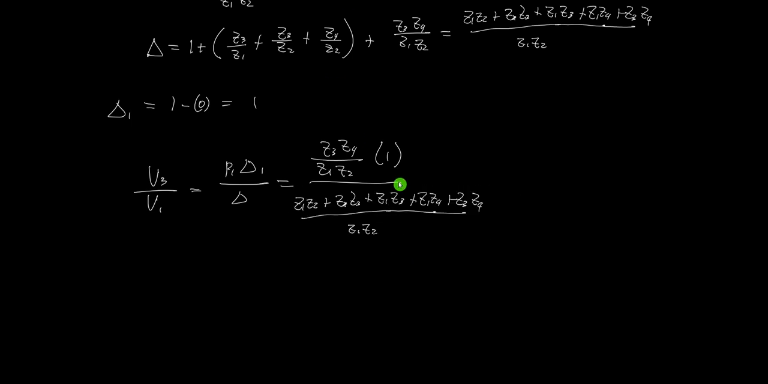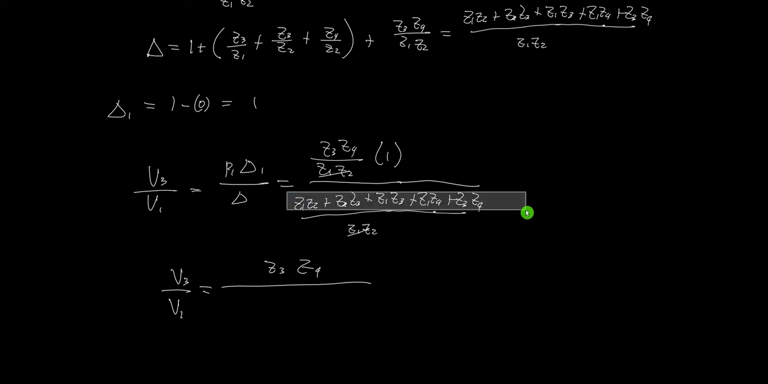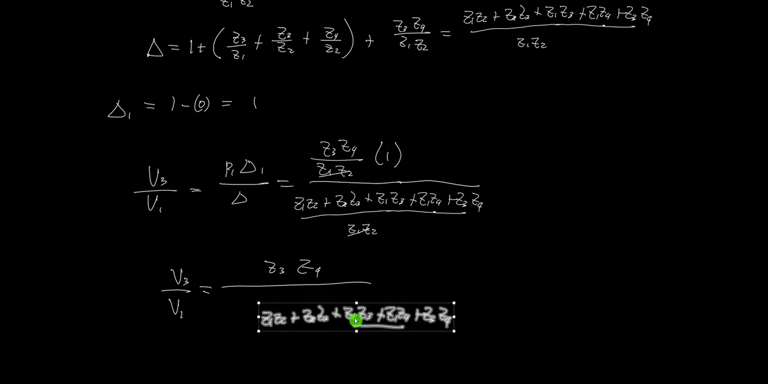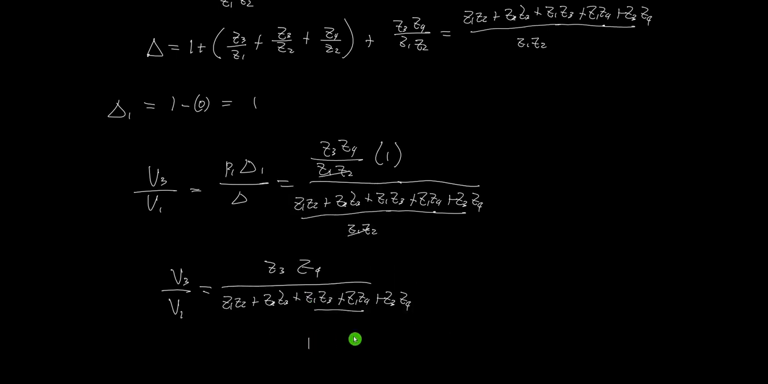So simplify this now. We can cancel out Z1, Z2 with Z1, Z2. Therefore, V3 over V1, or C over R, is just equal to Z3, Z4, all over this term here. Just copy this one and paste it here. And that will be our answer. And this is how we do signal flow graph.